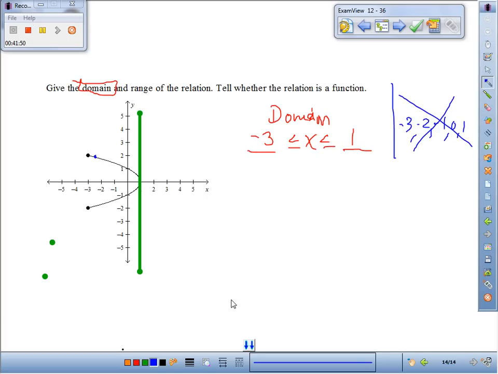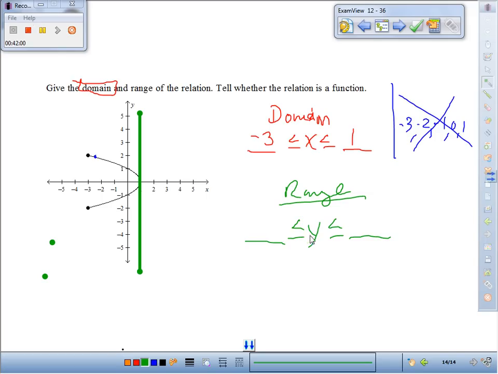Okay? All right, with that said, let's find our range. For our range, we write y less than or equal to, less than or equal to. Remember, this and this never changes. Tell your neighbor what I just said.